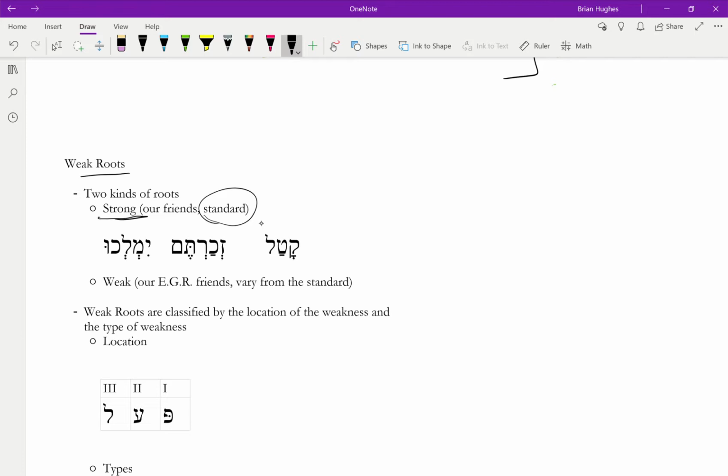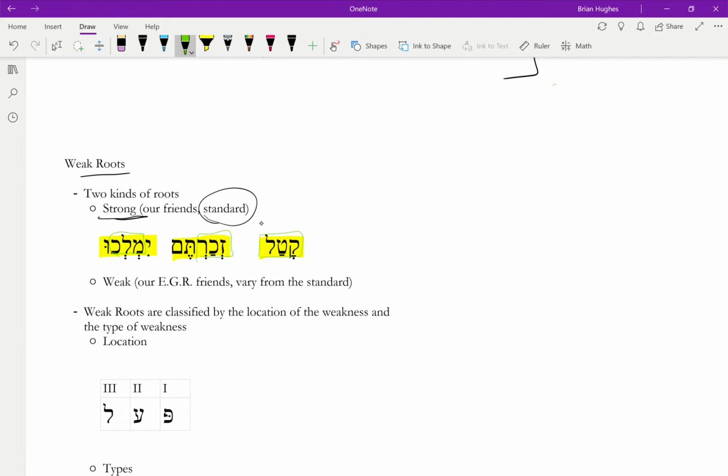So here are three examples of standard strong roots. We have katal, zachartem, and imlechu. So these are just examples of triconsonantal roots, with three root consonants, and they are going to follow the standard paradigm.